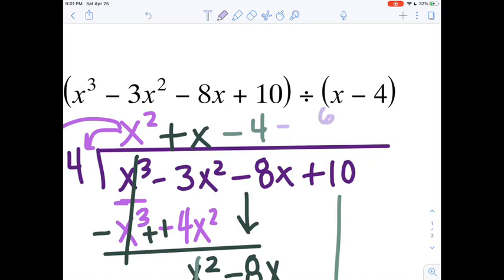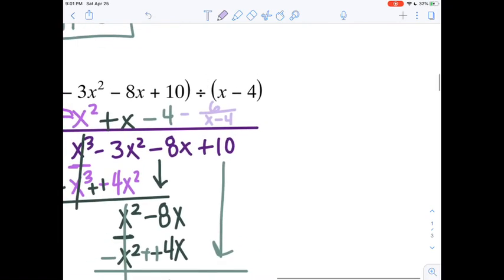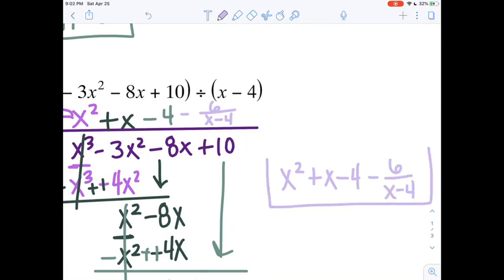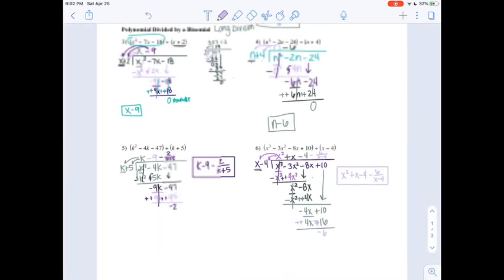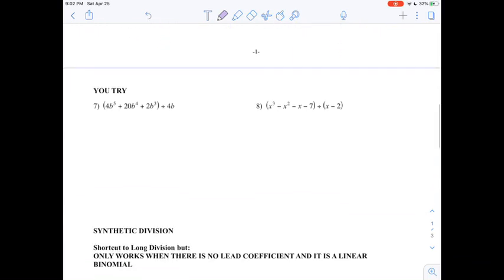So -6, and it's got to go over what you're dividing by. Okay, so my final answer is what's up top. So x squared plus x minus 4 minus 6 over x minus 4. Okay, so what I want you to do is do the You Try. So pause this and then come back in and check and see if you got the same thing.